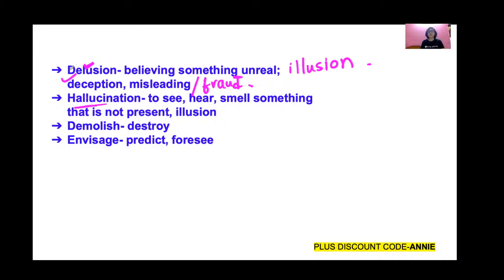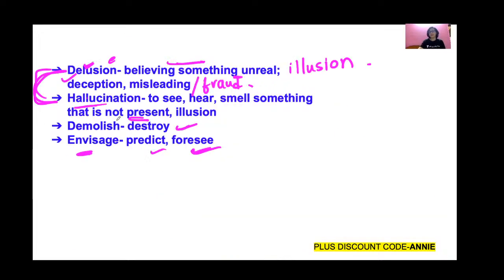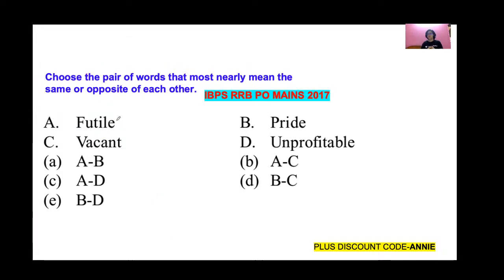So this is hallucination. You can see these two words are very similar in meaning, because delusion also means believing something unreal. Hallucination also means to see, hear, or smell something that is not present, that is unreal. Demolish means to destroy, and envisage means to predict or foresee or foretell. So option A is the answer. Next question.